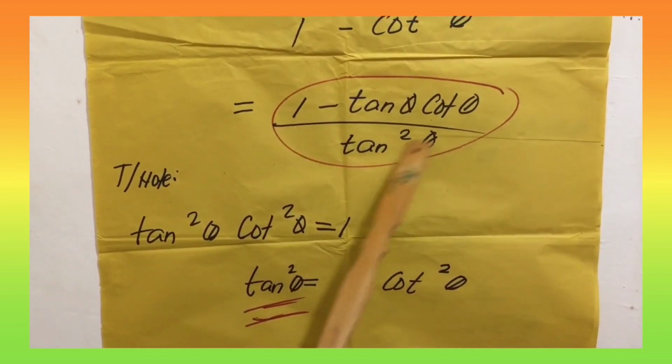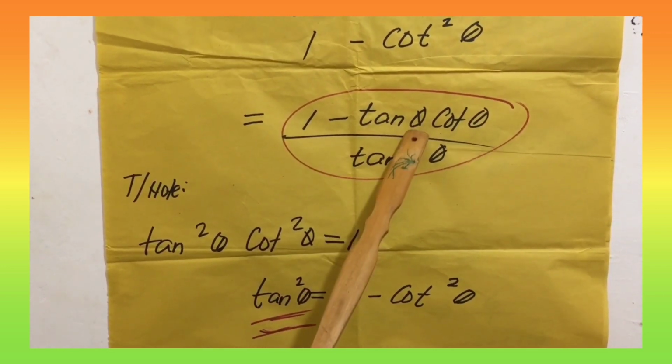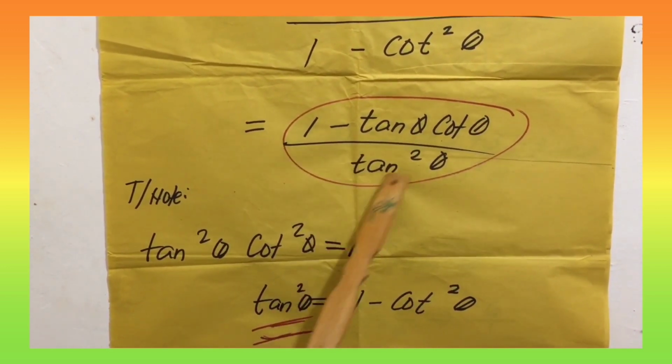That's why our denominator final answer now is 1 minus tangent theta cotangent theta over tangent squared theta.